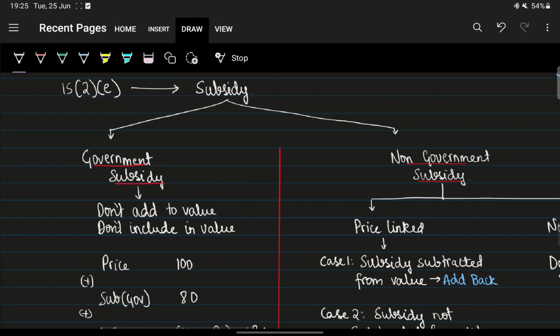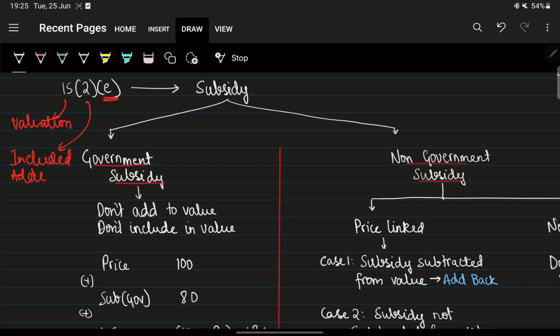Next, now moving on to the next clause. Here section 15 talks about valuation. Subsection 2 talks about what is to be included in that value, included or added to the value. Now we're coming to clause E, talking about subsidy. Clause E talks about subsidy.